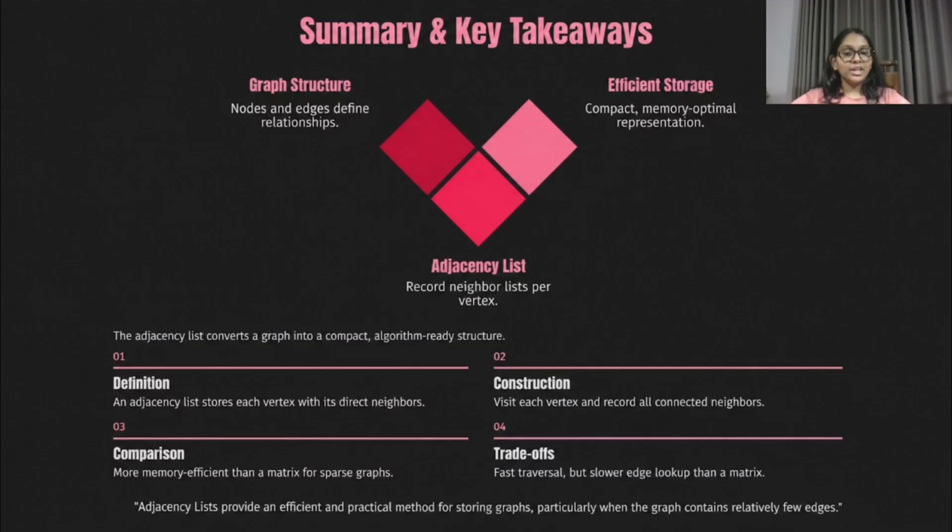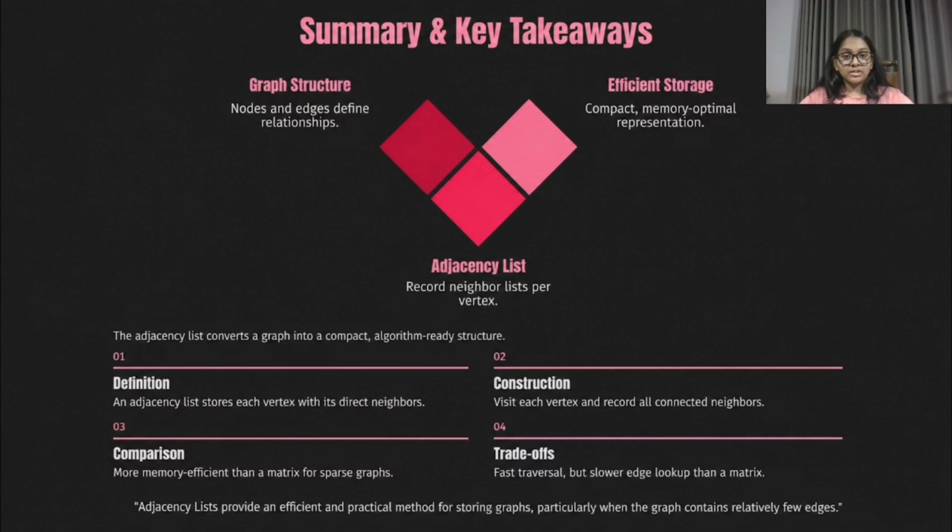Alright, so we've reached the end of today's lesson. Let's quickly recap what we've learned. We started by understanding what graphs are and how they represent relationships between objects. We learned about vertices and edges, the building blocks of every graph. We then explored why graph representations are necessary for computers. After that, we studied adjacency lists, learned how they are structured, and walked through multiple examples of constructing them step by step. We also compared adjacency lists with adjacency matrices and discussed their advantages and limitations.